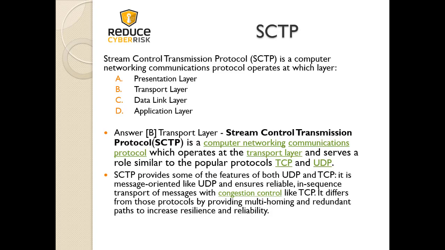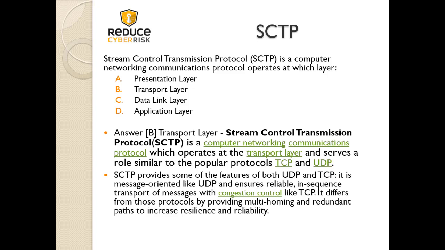SCTP, Stream Control Transmission Protocol. SCTP is a computer networking communications protocol which operates at which layer? A, the presentation layer. B, the transport layer. C, the data link layer. Or D, the application layer. Again, part of the seven-layer burrito. And the answer is B.